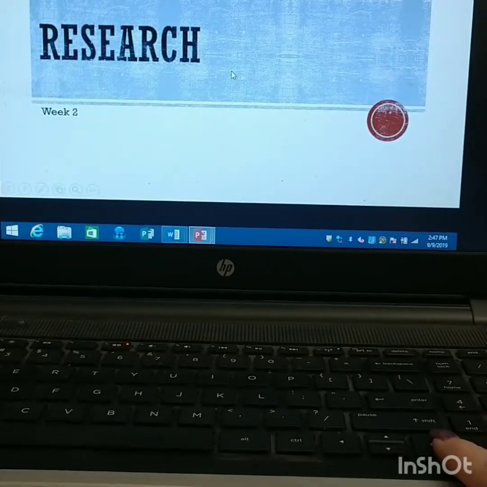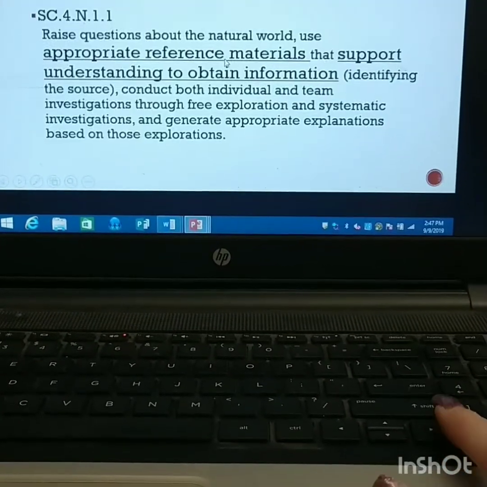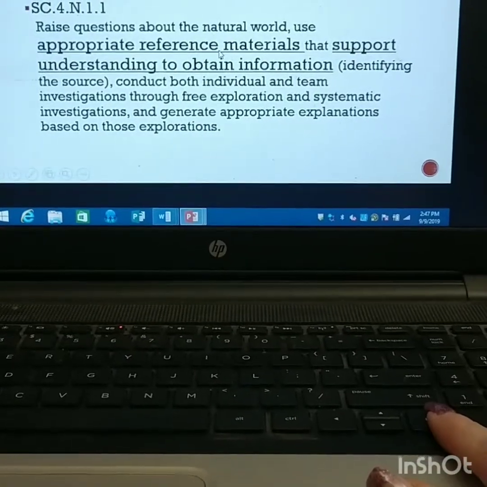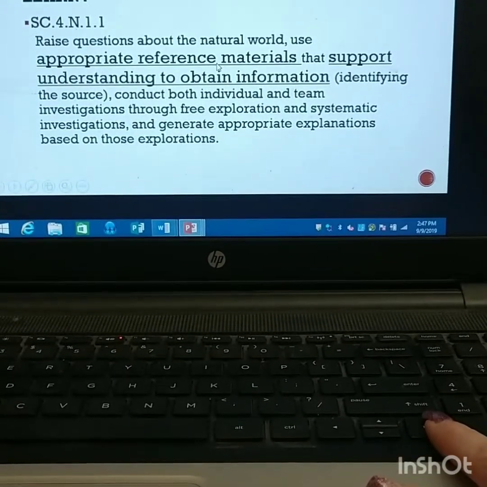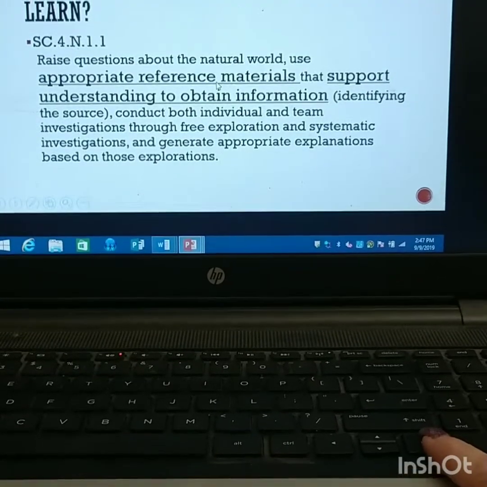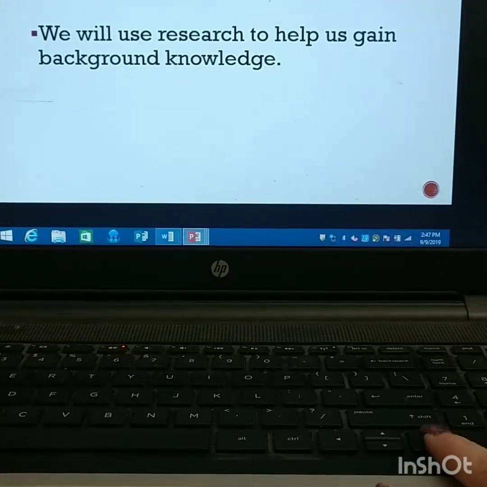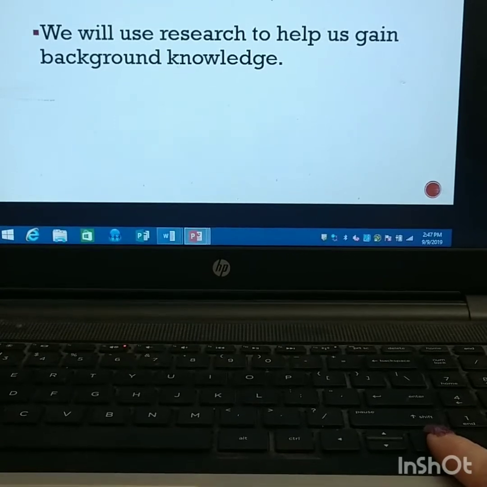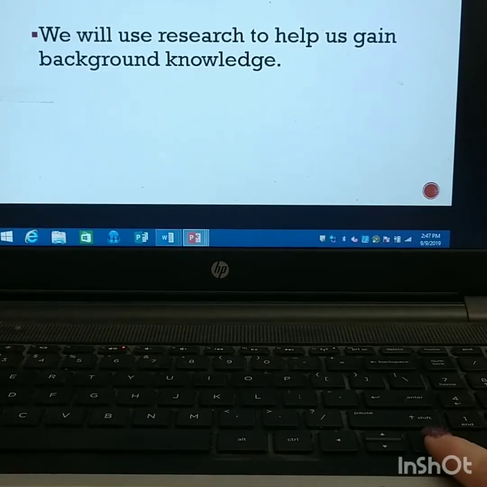So we worked on research this week. We worked on it today. And this is the standard, what we are supposed to learn. It says we're raising questions about the natural world. We're going to use appropriate reference materials and support understanding to obtain information. So our learning target for today is we will use research to help us gain background knowledge.